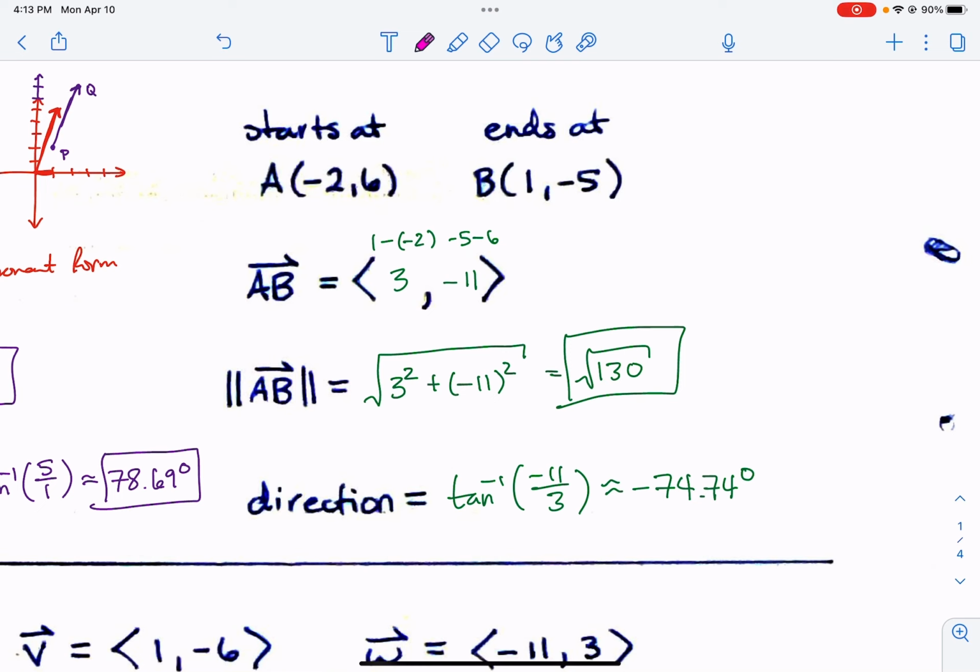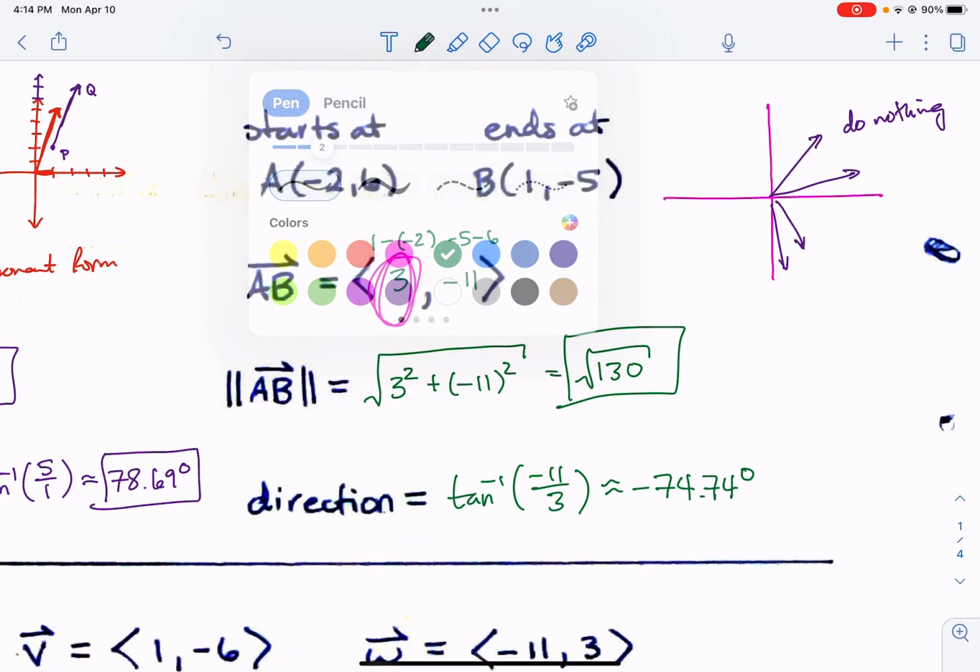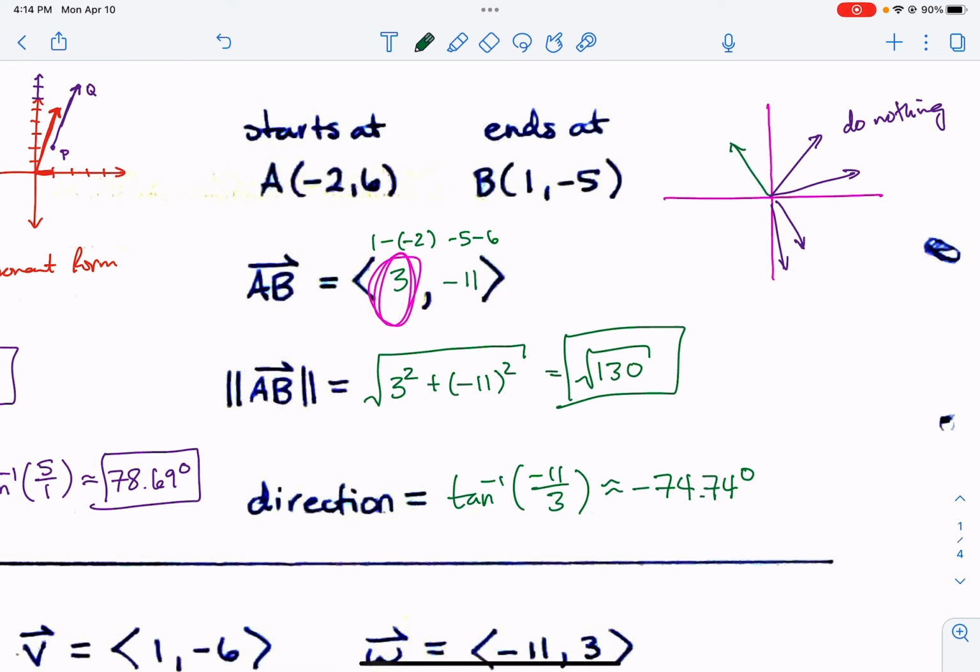Really quick trick: look at the x-coordinate. If the x-coordinate is positive, then do nothing. If the x-coordinate is negative, that's when you add 180. And the way you can see that, if you want a more visual approach, if your vector is pointing to the right in any way, doesn't matter how steep it is, do nothing. If your vector is pointing to the left in any way, shape, or form, so all these green vectors, that's when you add 180 degrees.